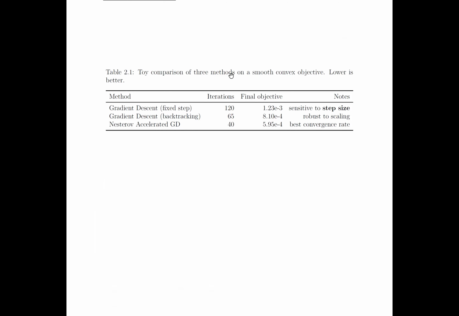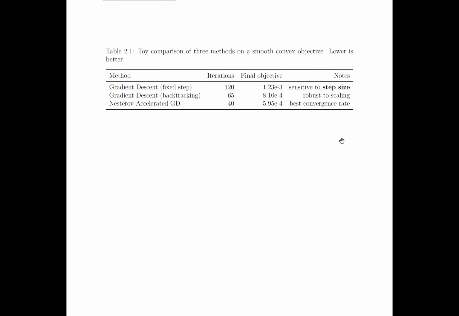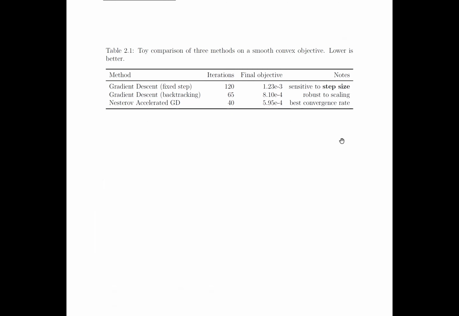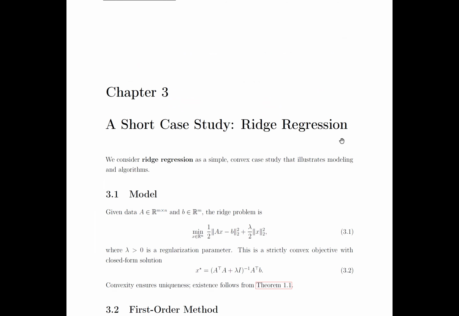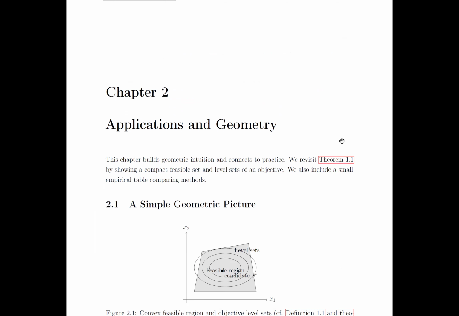So this is just the comparison of 3 methods on a smooth convex objective. And of course, lower is better, right? Because this is a minimization problem, for instance. Let me see.